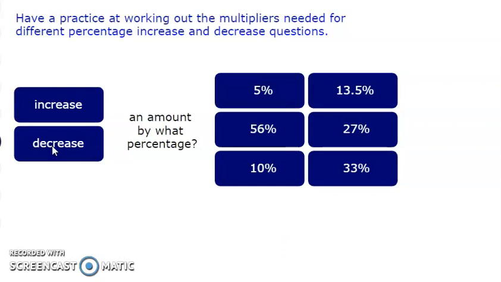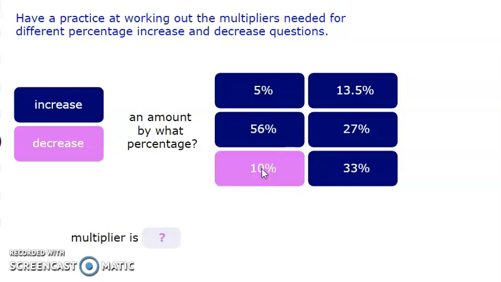Again, decrease any amount by 10%. Suppose you have to decrease an amount by, say, 10%. What should be the multiplier? 0.9. Because you have to subtract 10 from 100, so 90, and the multiplier would be 0.9.